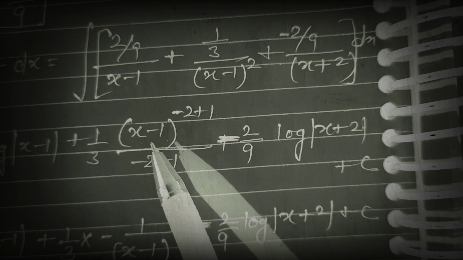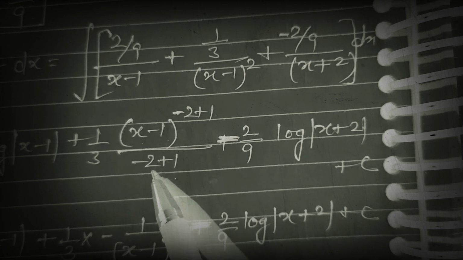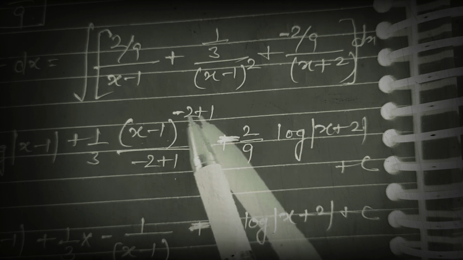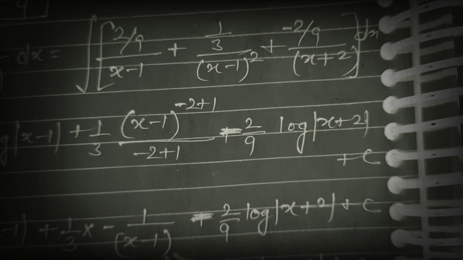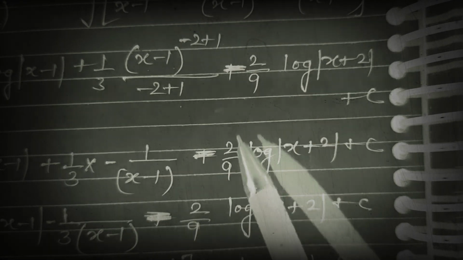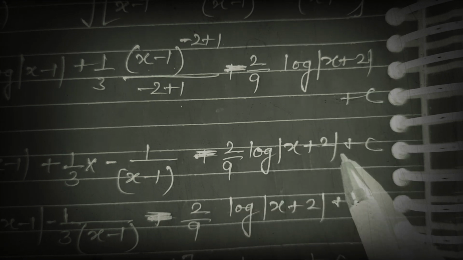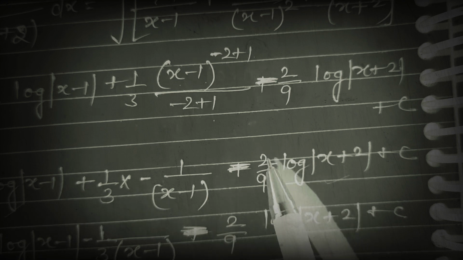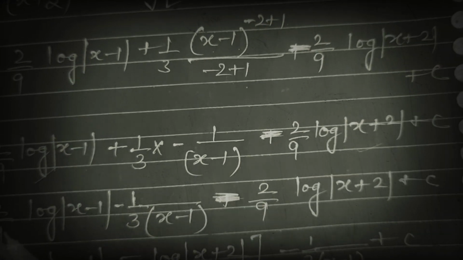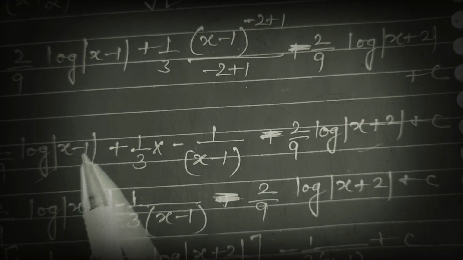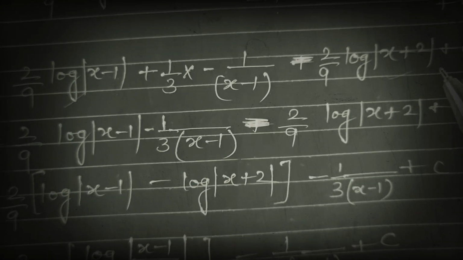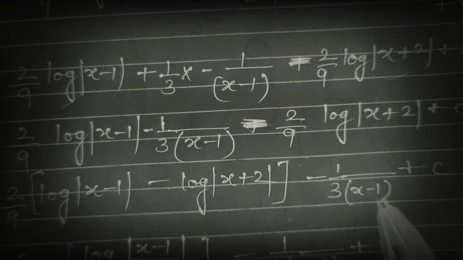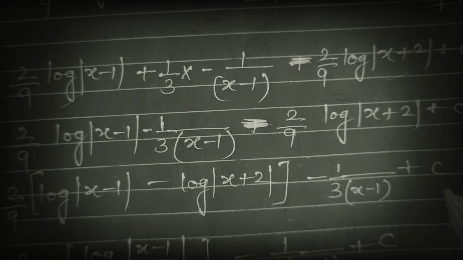Then it is 2 by 9 log of x minus 1. It is 1 by 3. It is minus 1, minus 2 plus 1 is minus 1, and x minus 1 whole power minus 1, so it comes down: it is x minus 1 power 1. And minus 2 by 9 log of x plus 2. Look at the first and third: 2 by 9 and here also 2 by 9. So we can take 2 by 9 common from these. It is log of x minus 1 minus log of x plus 2, and minus 1 by 3 times x minus 1 we will take separate, plus c.